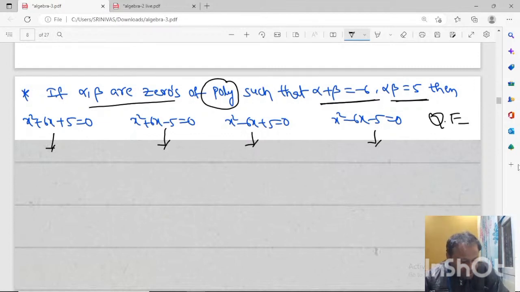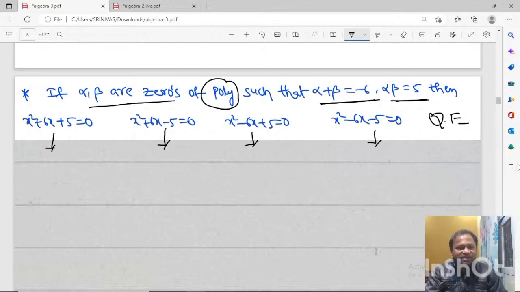Yes, Tejaswini says option B. Okay. What will be the answer? Shruti, option A. Suma, option C. Swapna, option A. Okay. Sajida, Smita, A, C, or.